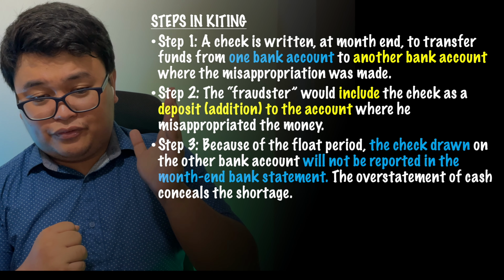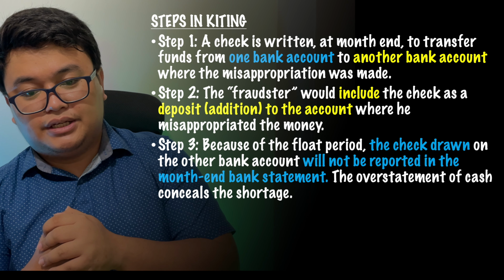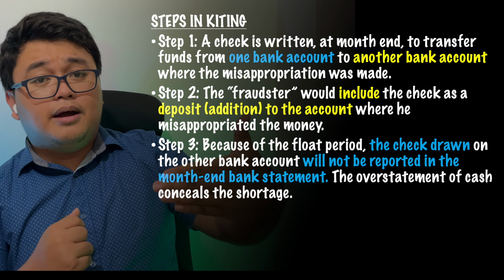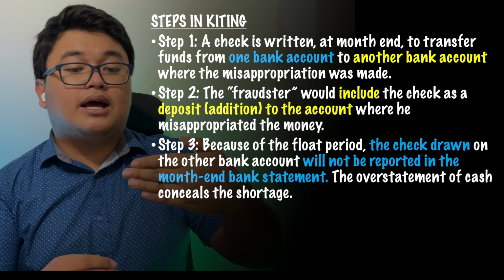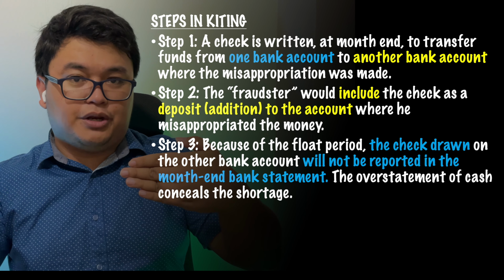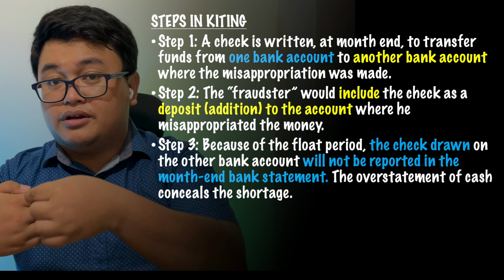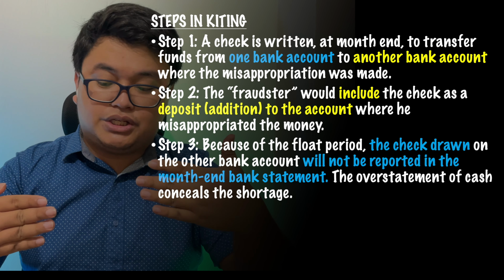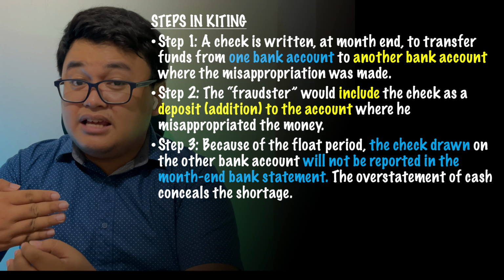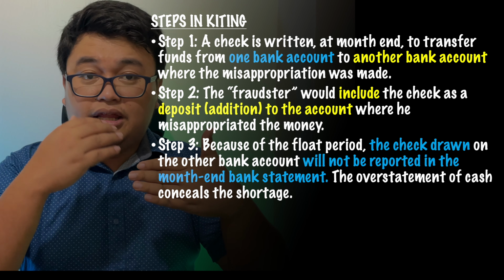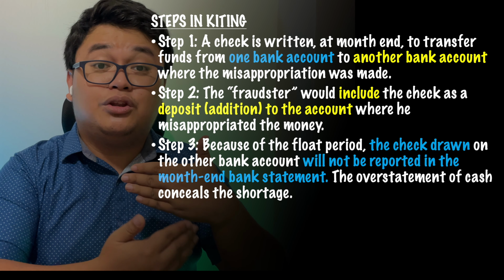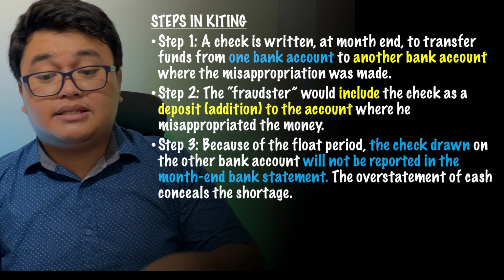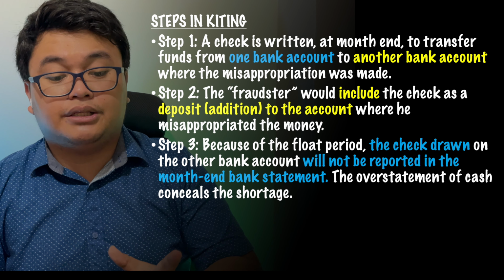The overstatement of cash conceals the shortage. So this means that on one bank account, a check is drawn, but because of the float period, it will not deduct its amount until the next period. It will be deposited to another company account. Deposits will be cleared before the check drawn is cleared. So there will be a plus in the other bank account, while in the current period, there will be no minus in this first account. It will only be reflected in the next period. That's how the cash shortage is concealed through kiting.